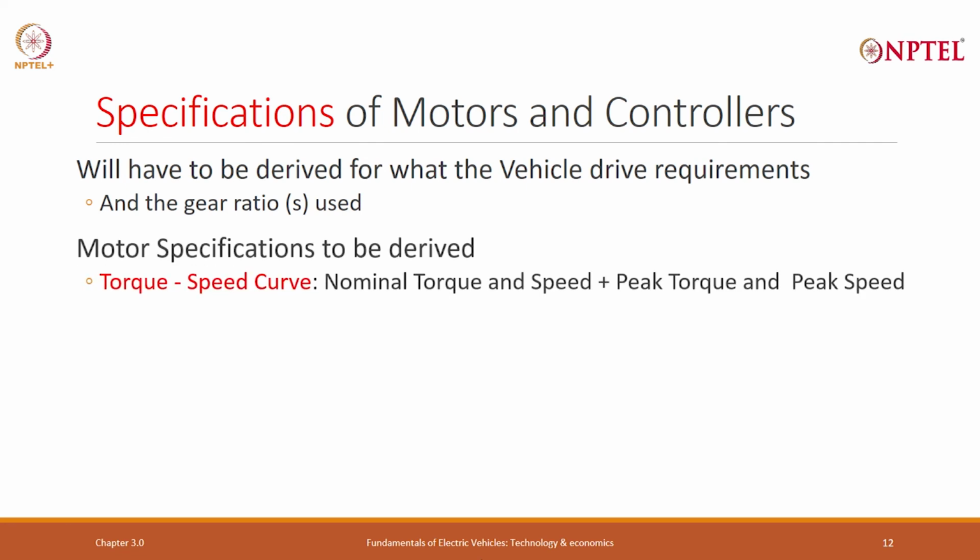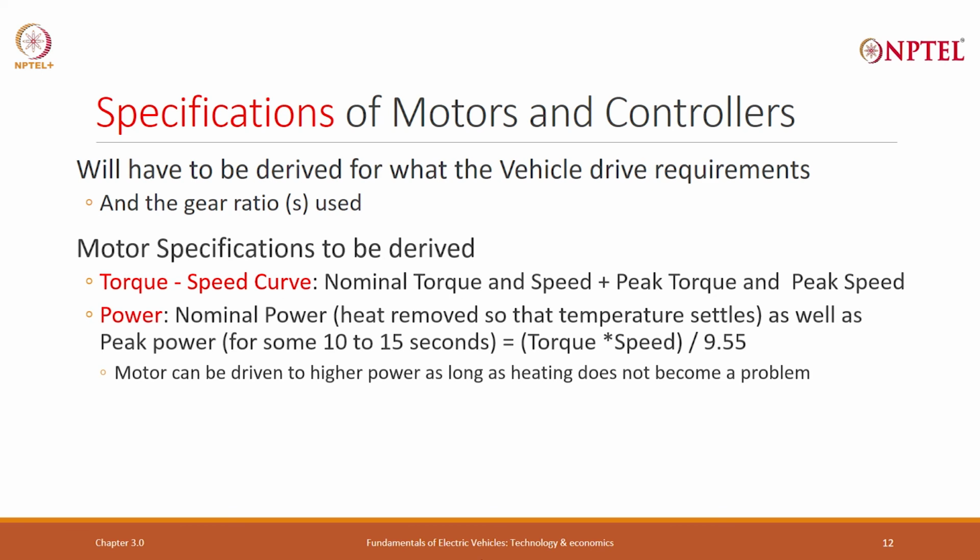This is important. Motor specification is to be derived from what is called the torque and speed curve. What torque, what speed? Torque-speed curve, nominal torque and speed plus peak torque and speed. Based on that, you derive the motor specification. Power, nominal power, with heat removed so that temperature settles, as well as peak power for a short 10 to 15 seconds, torque into speed by 9.5. Motor can be driven to higher power as long as heating does not become a problem.